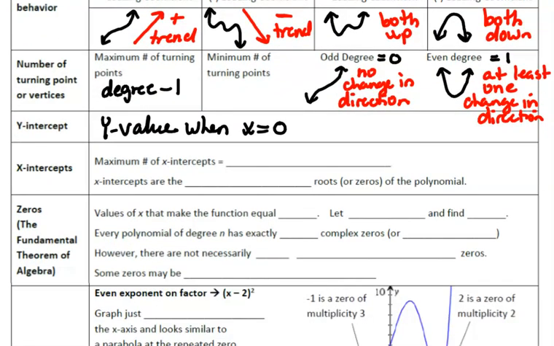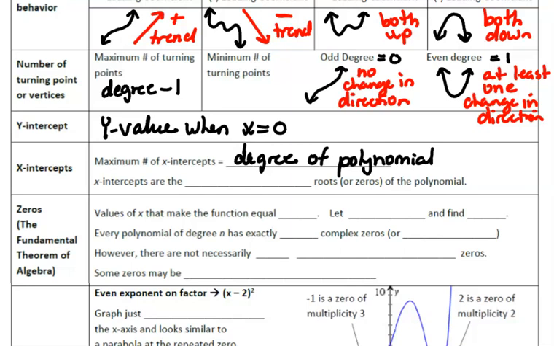Now, x-intercepts. Let's talk about how many x-intercepts you can have. A quadratic function could cross the x-axis twice, but it's not going to cross any more than twice. Now, it might not cross the x-axis at all. The maximum number of x-intercepts equals the degree of the function. So if it's a second degree or quadratic function, then it could have at most 2 x-intercepts. If it is a third degree, it could have 3, for example.